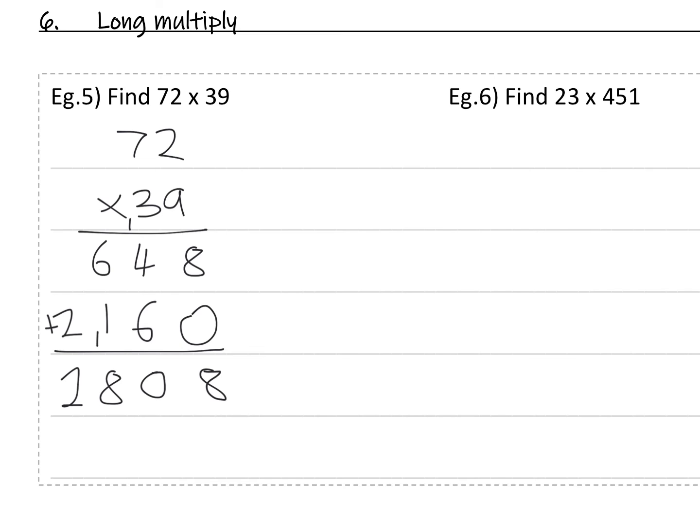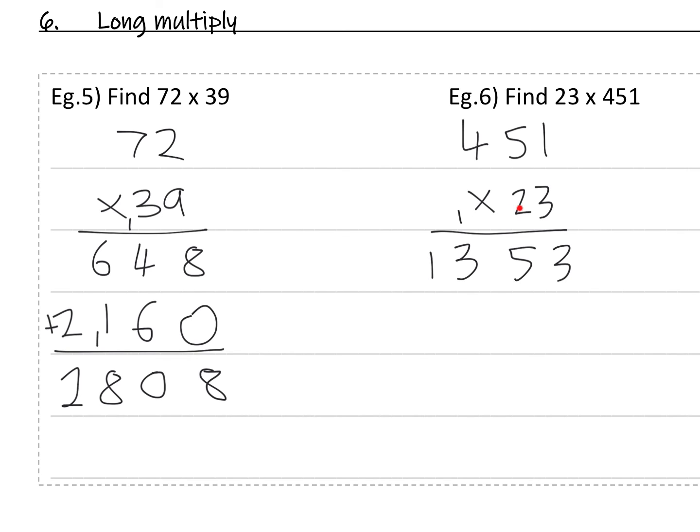Example 6, find 23 times 451. It's usually easier to write down the bigger number on the top and multiply by the smaller number. So I'm going to multiply by 23. So 3 times 1 is 3. Then 3 times 5 is 15. So write down the 5, carry over the 1. And then 3 times 4 is 12, plus the 1 is 13.